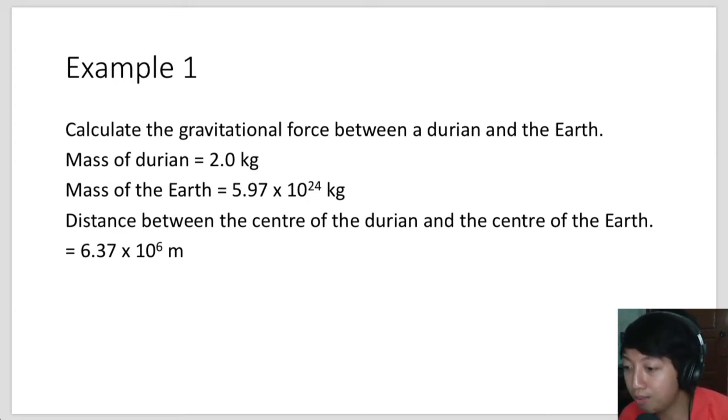So which one is M1 or M2? Can it be any? Yeah. So we'll go ahead and try it. We're going to solve it right now. So the distance between the center of the durian and the center of the Earth is already stated to be 6.37 times 10 to the power of 6. So they've already given us all the different things that we need.